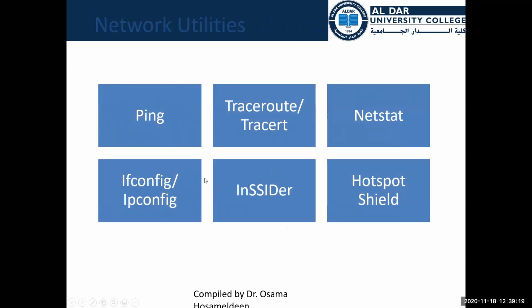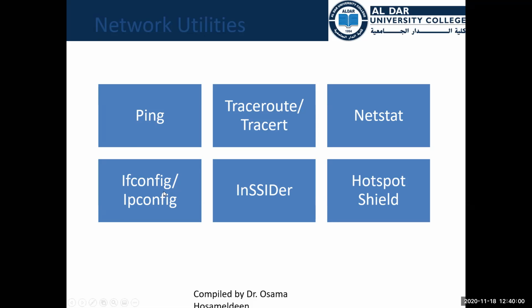The last slide here is talking about network utilities: ping, traceroute, netstat, ifconfig, ipconfig, inSSIDer, and Hotspot Shield. Ping is used for testing the connection between two devices. Traceroute is to find the route, and how many routers the packet passed by. Netstat is displaying the route table.